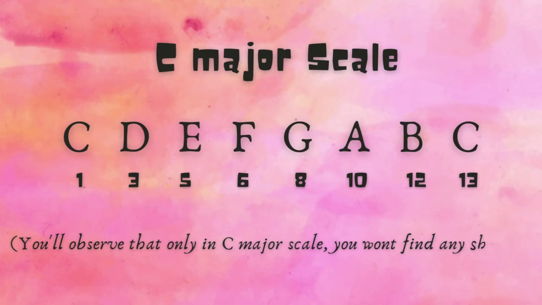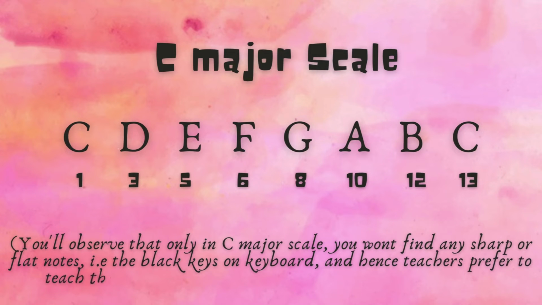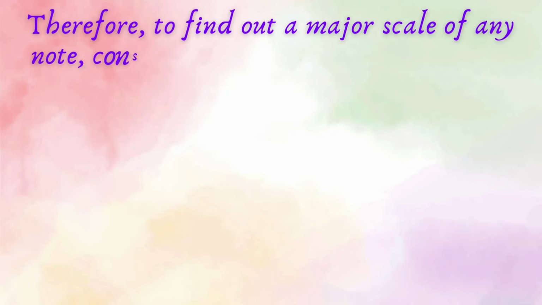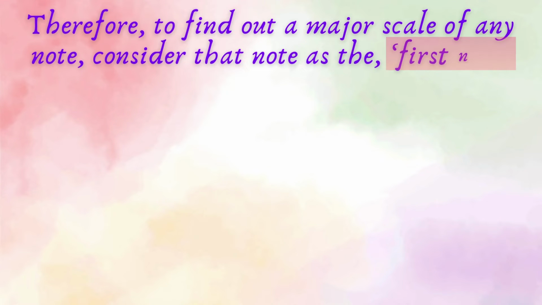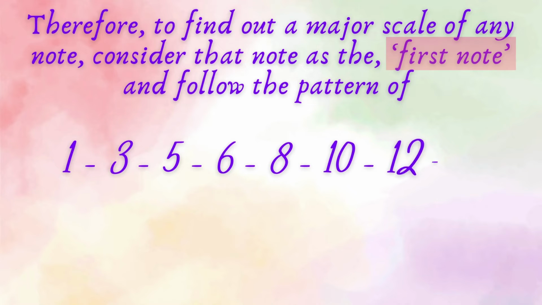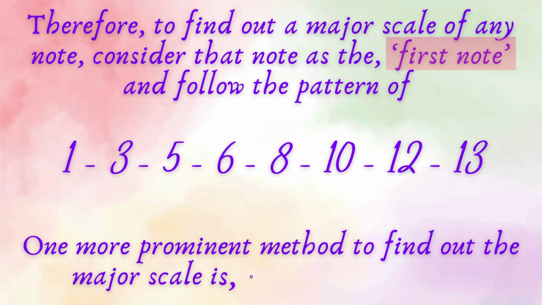Also, you'll observe that only in the C major scale you won't find any sharp or flat notes, that is, the black keys on the keyboard, and hence teachers prefer to teach the C major scale as the first scale to all students. Therefore, to find the major scale of any note, consider that note as the first note and follow the pattern of 1, 3, 5, 6, 8, 10, 12 and 13 out of those 12 chromatic notes.